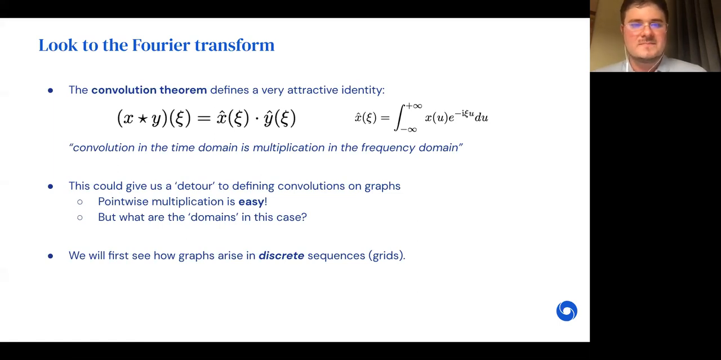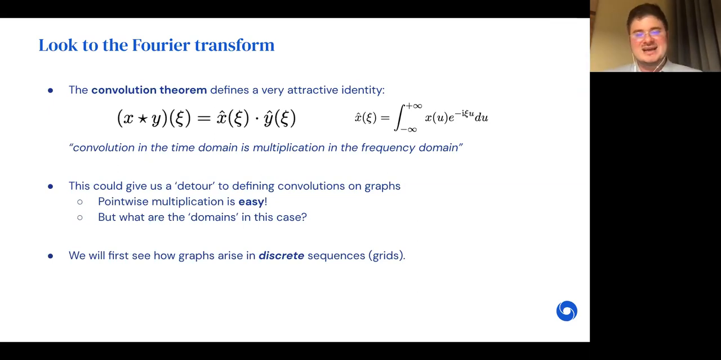So if you've done any kind of digital signal processing previously, you might be aware of the convolution theorem, which is a very attractive identity, which says if you want to do convolution over a particular domain, if you can first turn it into the frequency domain by some kind of Fourier transform, your convolution becomes just pointwise multiplication. And pointwise multiplication is quite easy to implement, and it could give you a detour to defining a graph convolution. But the problem is, what is the graph domain? How do we use it properly in this setting?